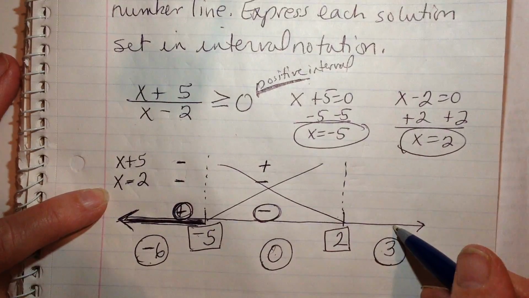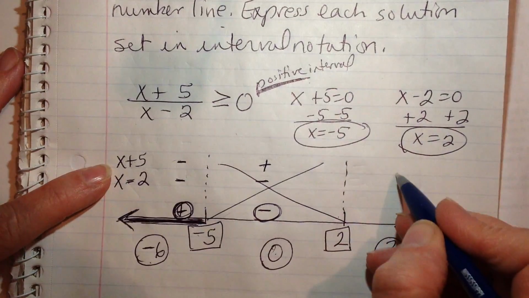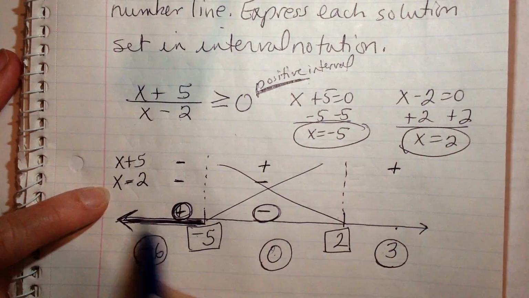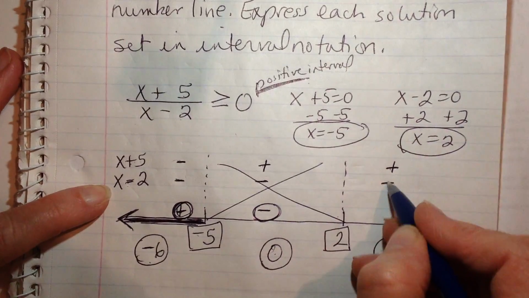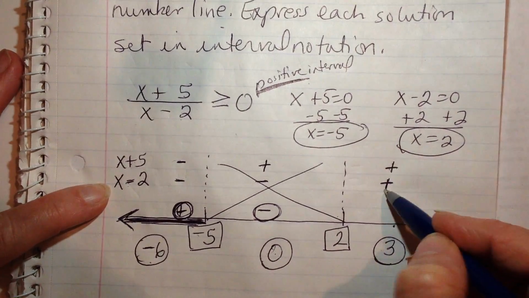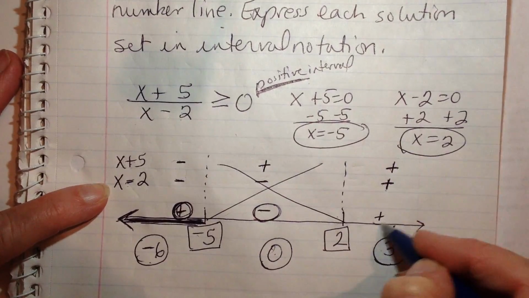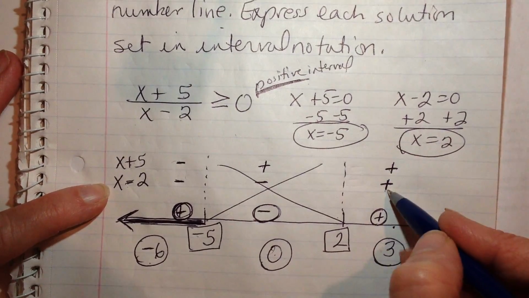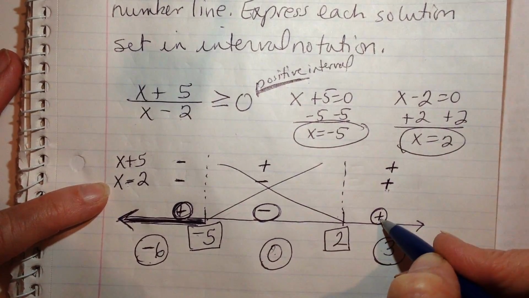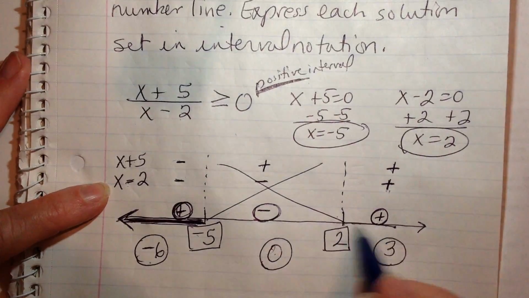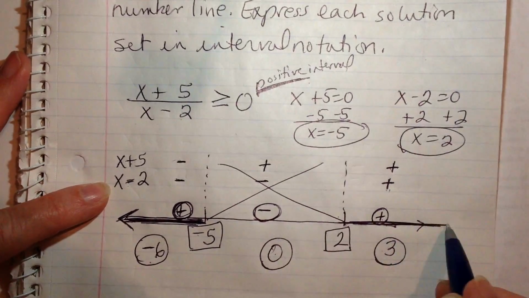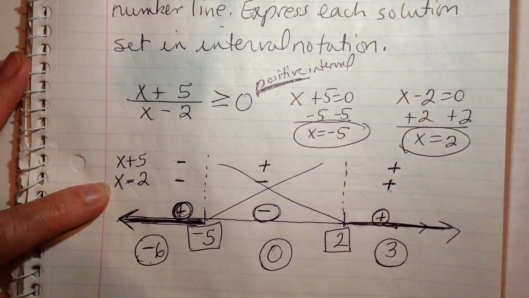Testing positive 3. 3 plus 5 is positive 8. 3 minus 2 is positive 1. A positive times a positive gives me a positive. I could also divide those. Positive divided by a positive is still a positive. We do want positive intervals, therefore I will shade everything greater than 2.